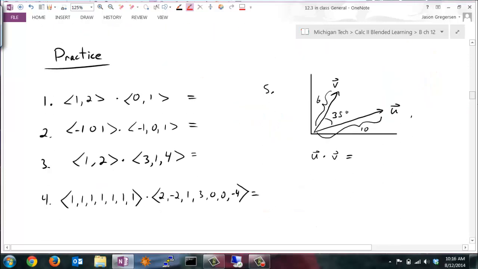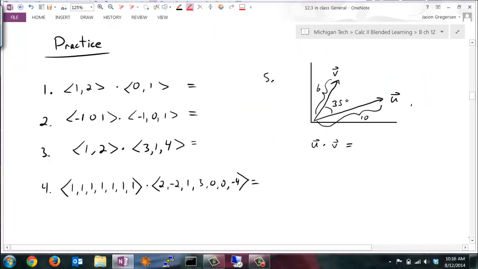For now, let's see if we can calculate this stuff. So we have the definitions. You should have seen these in the videos. Some practices. Let's calculate these ones. I have 5 problems. 1, 2, 3, 4 are algebraic, and the one over here is geometric.